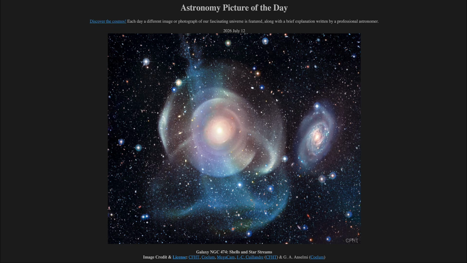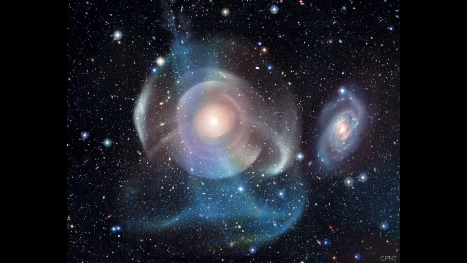Today's picture is titled Galaxy NGC 474, Shells and Star Streams. So what do we see here? Well, we're looking at an elliptical galaxy toward the center, and it's much more complex than the typical elliptical galaxies we look at. Now, an elliptical galaxy is just what it says.